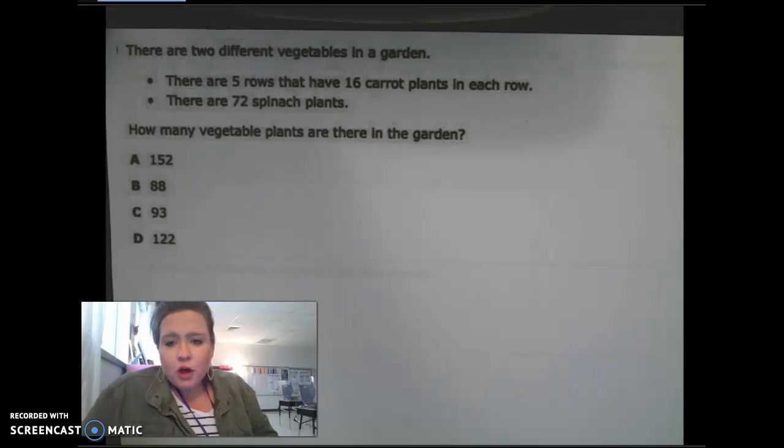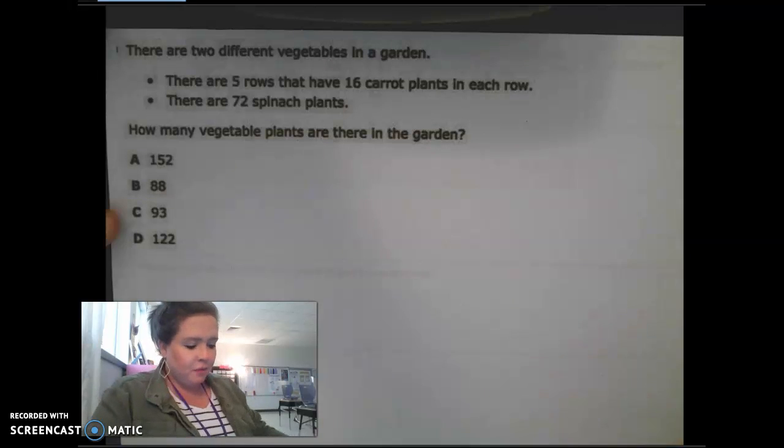All right, third grade, we're going to go over one more problem, okay? And I'm going to break this problem down again, just like I did the last problem, and we're just going to look at it sentence by sentence and start with our question, okay?